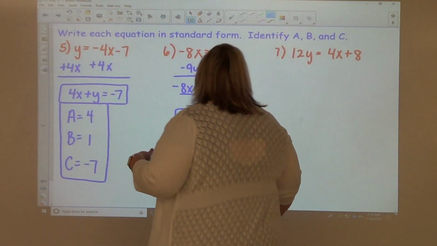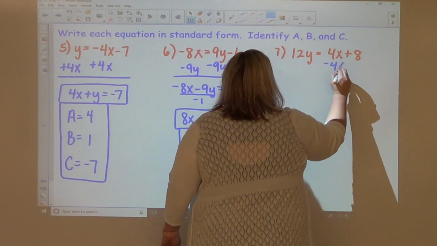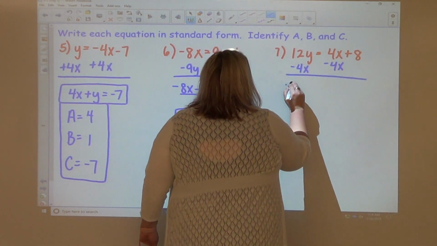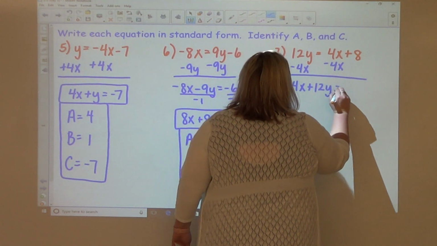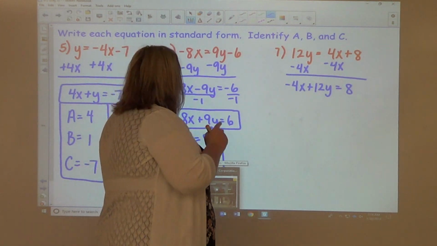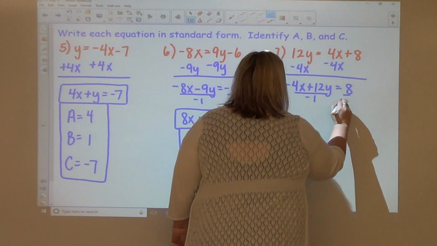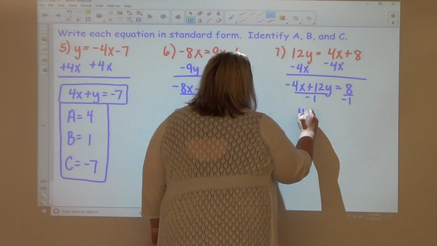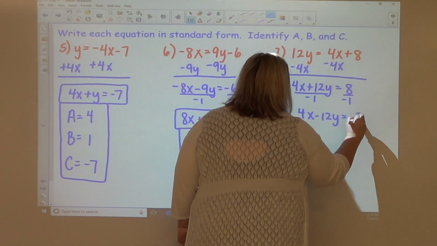x and then y equals the number. So first thing we want to do is subtract 4x. So I have negative 4x plus 12y equals 8. Okay, a is negative, so I know if I want to make this positive, I'm going to have to multiply or divide everything by negative 1. So then I would have 4x minus 12y equals negative 8.